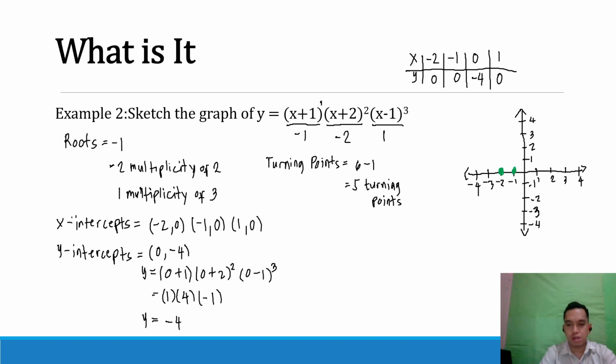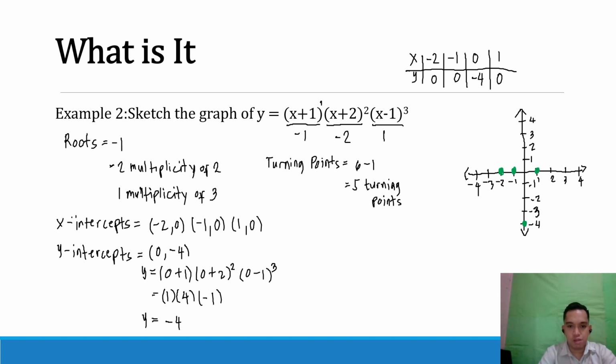Hindi masyadong dito yung graph natin kasi maliit yung ating Cartesian plane. Maliit lang siya. Then 0, negative 4. So dito naman yung 0, negative 4. Okay, tapos yung ating 1, 0 ay dito.